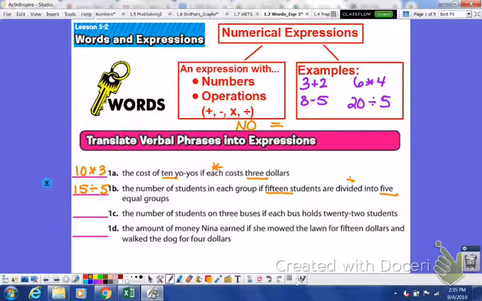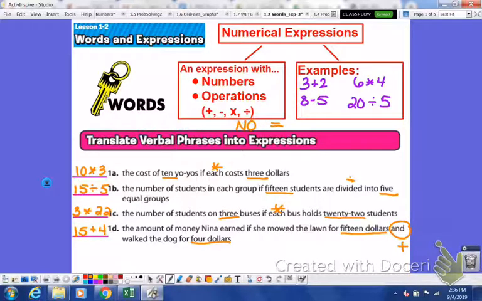And in 1C, the number of students on 3 buses if each bus holds 22 students. So 3 buses, again we see that each tells us to multiply. 22 students. So 3 times 22. Notice we're not solving anything, we're just translating at this point. And last one, the amount of money Nina earned if she mowed the lawn for $15 and walked the dog for $4. So she made $15 from the lawn, $4 from the dog. This and tells us we're going to add. So 15 plus 4.